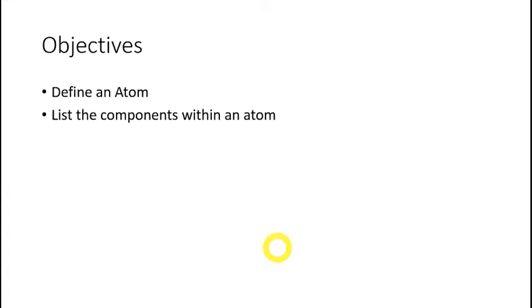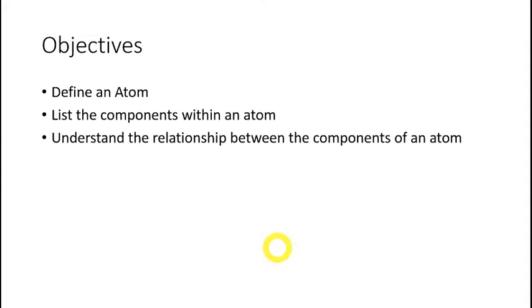We have some objectives here. First, we want at the end of this lesson to be able to define what an atom is. We want to list the components within an atom. We want to understand the relationship between the components of an atom. And we want to specifically understand what makes electrons unique within an atom. Okay, so let's get started here.